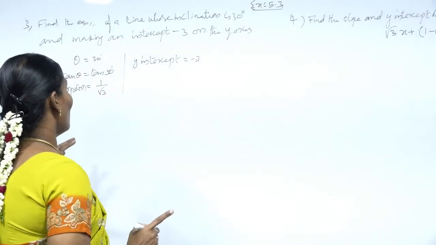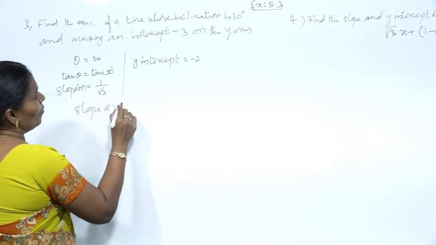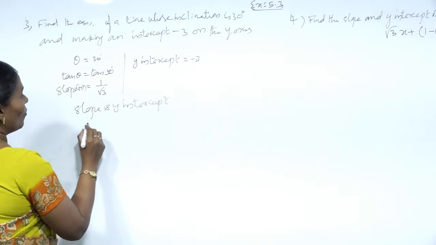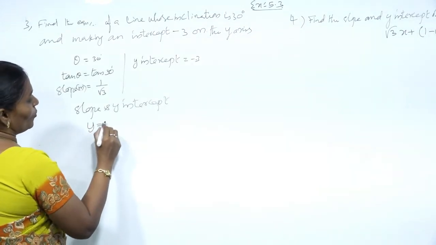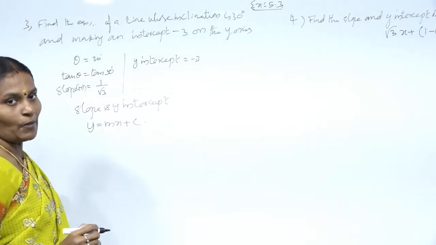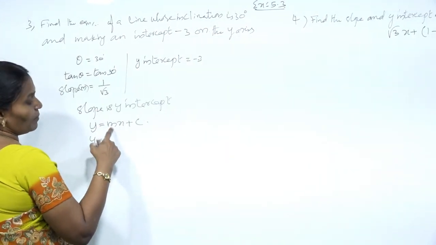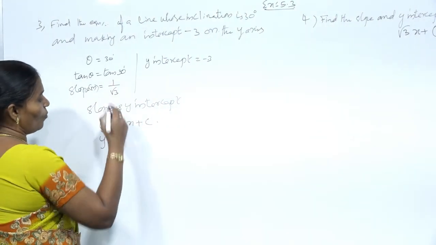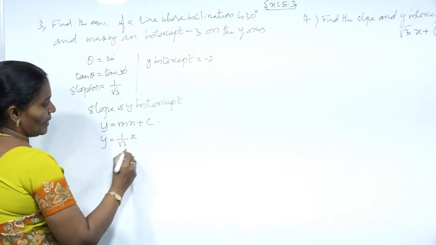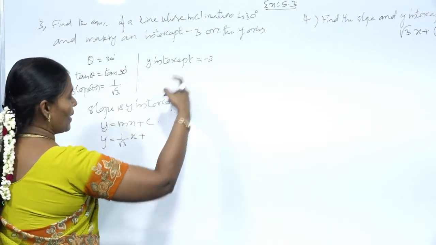So we apply the slope and y-intercept form. What is that form? y equals mx plus c. Here, substitute the values. y is equal to m, where m is the slope. The slope here is 1 by root 3. So 1 by root 3 x plus c, and c means the y-intercept, minus 3.